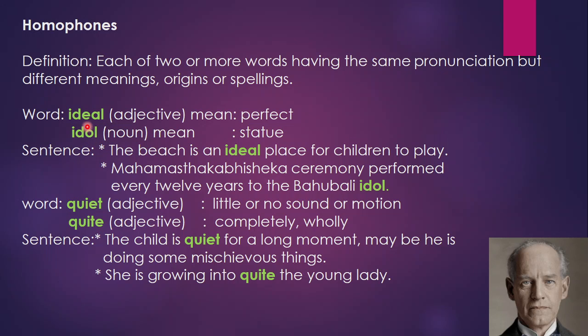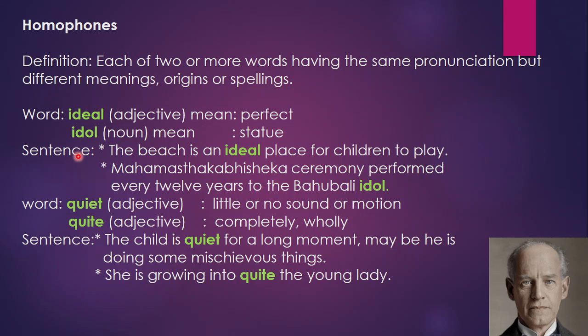First word, ideal. It's an adjective. What is the meaning of this word? Perfect. Ideal person. We may say ideal boy, like this. Second word, idol, which is a noun, which means statue. It is the idol of goddess Mahakali. It's the idol of Shiva. Sometimes we by mistake confuse these words, idol or ideal, so be clear with it.